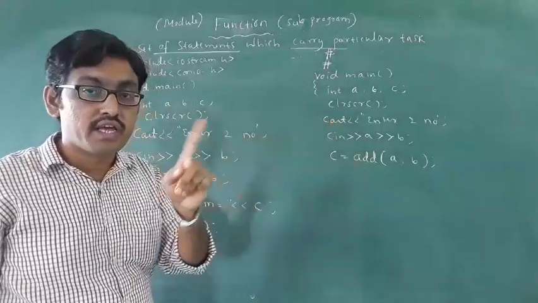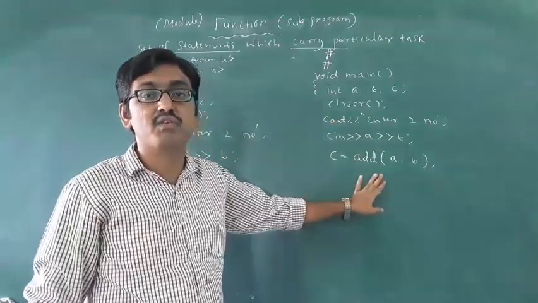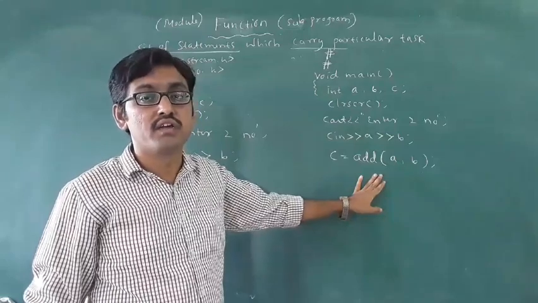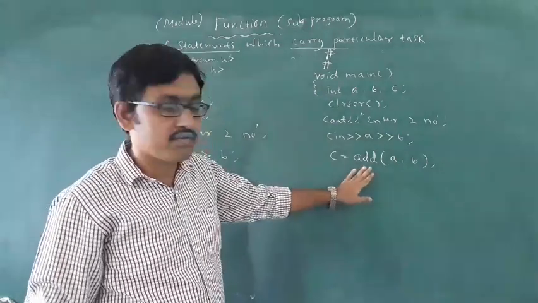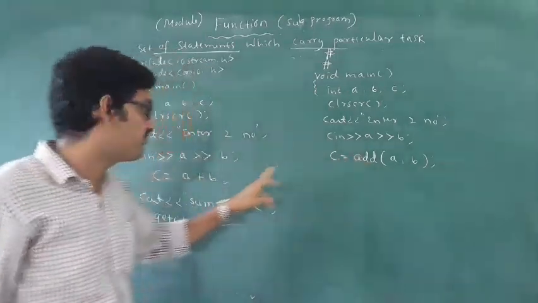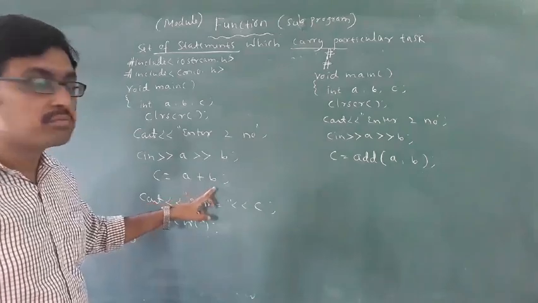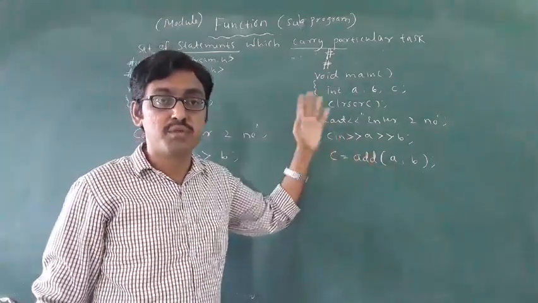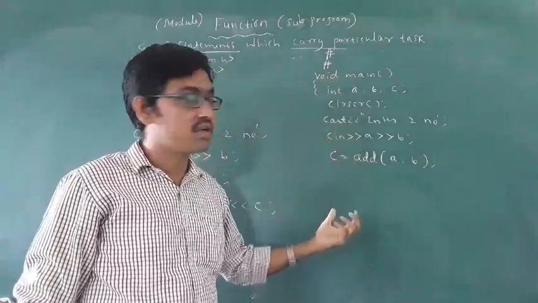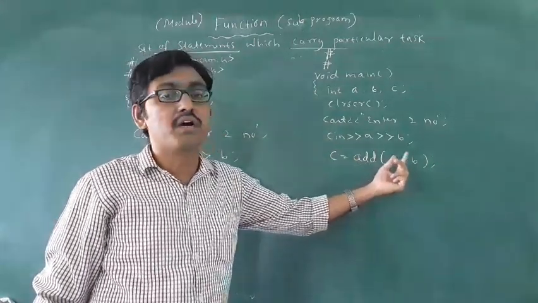Okay, not a plus b. I am not doing addition here, I am not doing calculation here. Okay, I have not done calculation here, just I have given a function name here. Okay, this is the difference you have to remember. Here I have done c equal to a plus b, but here c equal to I am using the add function, because I am doing it by using a function. Okay, I am writing this program c equal to add a comma b.